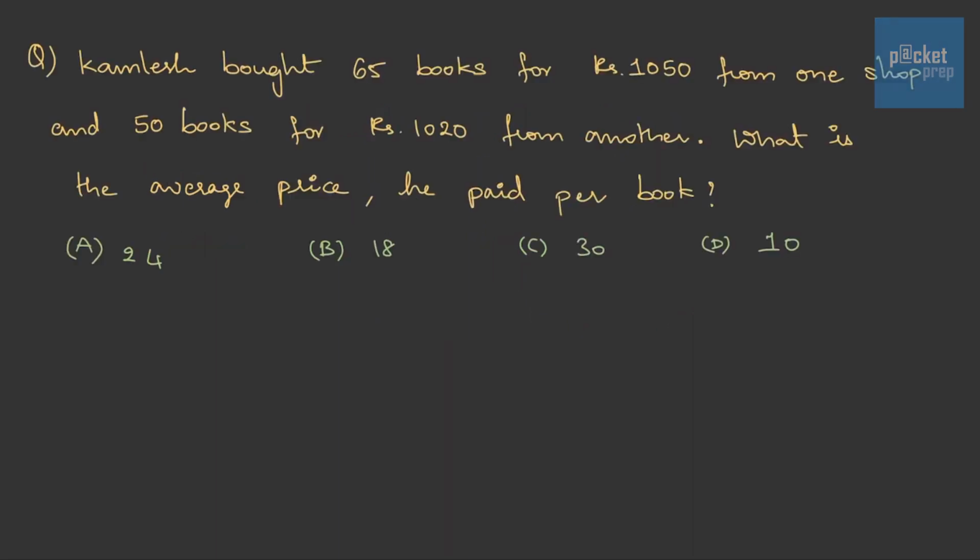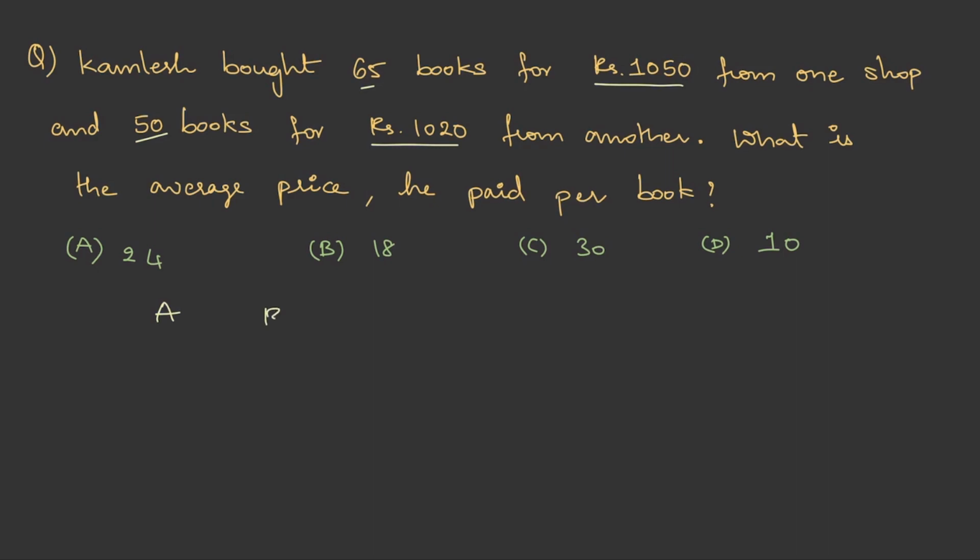Let's solve a question. Kamlesh bought 65 books for rupees 1050 from one shop and 50 books for rupees 1020 from another. What is the average price he paid per book? And few options are there. So here we have two kinds of books.